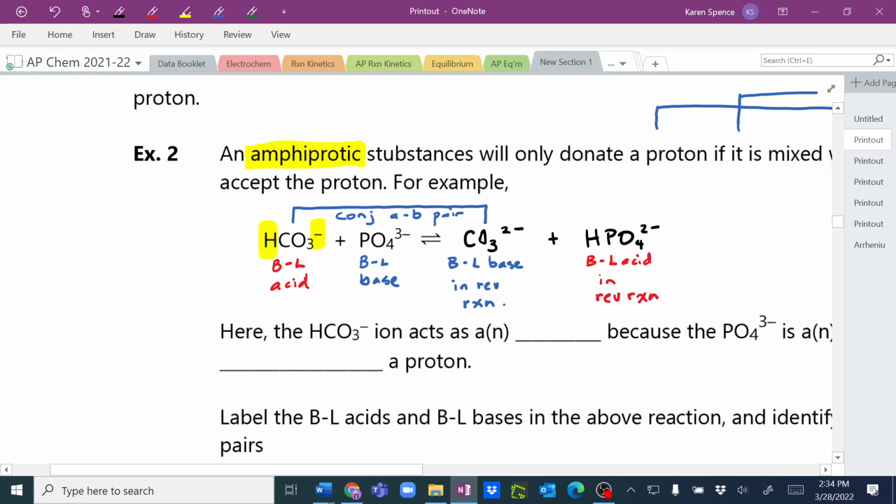Who is our other conjugate acid-base pair? Has to be the other two, yes? The two that differ by 1 proton only.